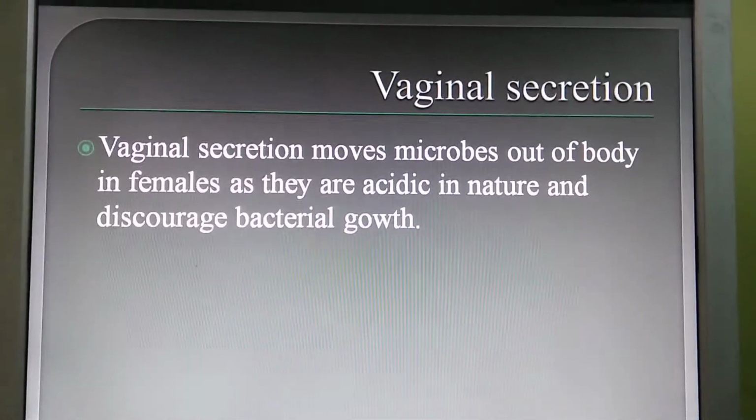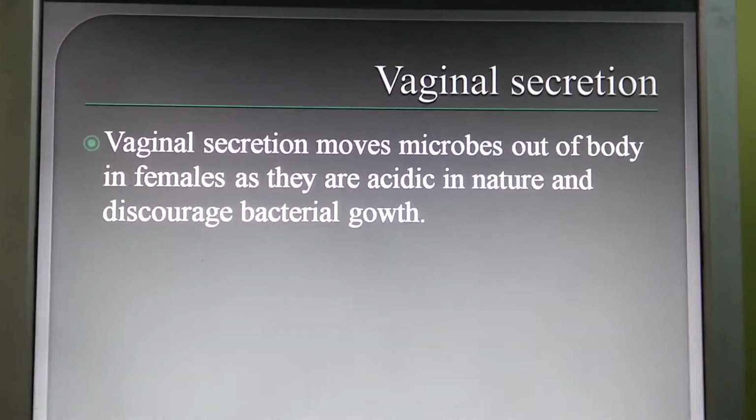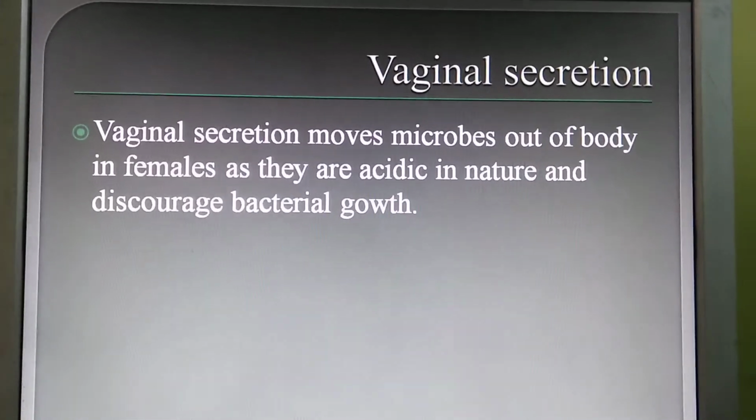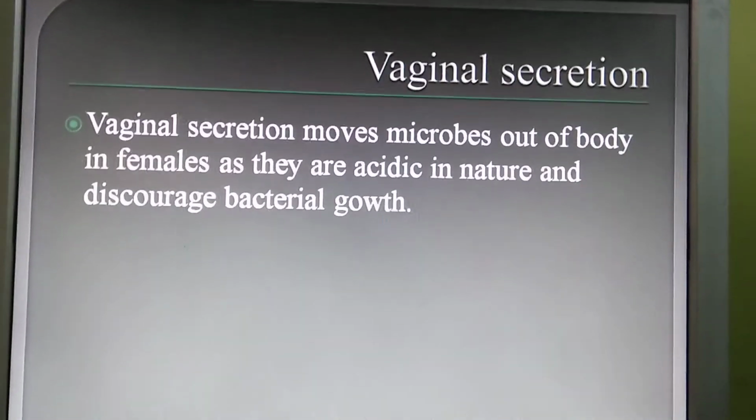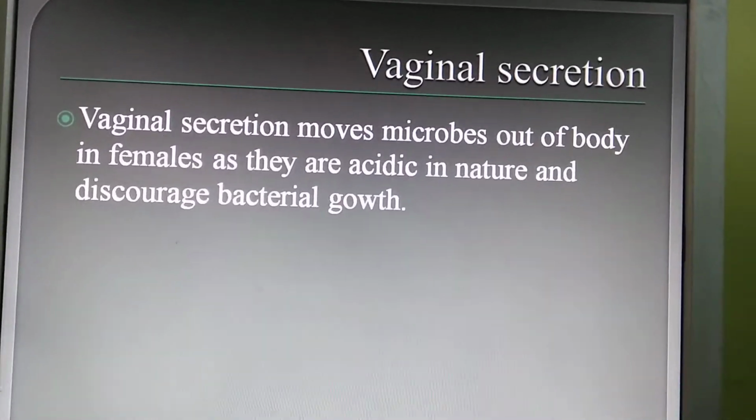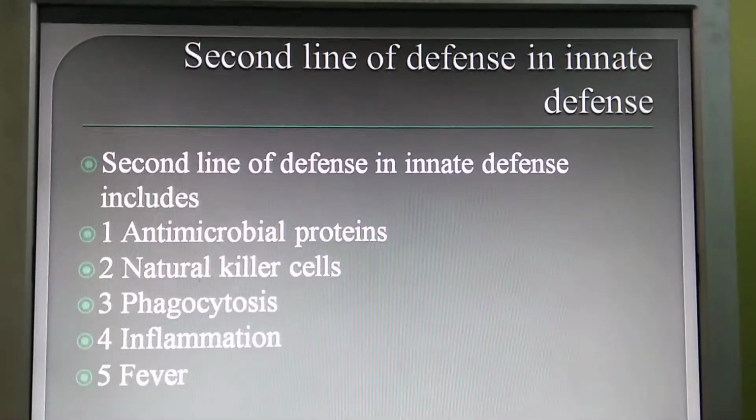Vaginal secretions move microbes out of the body in females, as they are acidic in nature and discourage bacterial growth. This is about the first line of defense.